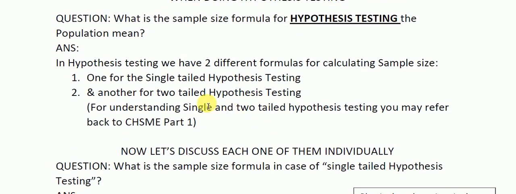So if we recall, in hypothesis testing we have two different formulas for calculating sample size. And why is this so? Because we have one formula for single-tailed hypothesis testing and another for two-tailed hypothesis testing. So let's see what a single-tailed hypothesis testing is and what a two-tailed hypothesis testing is.